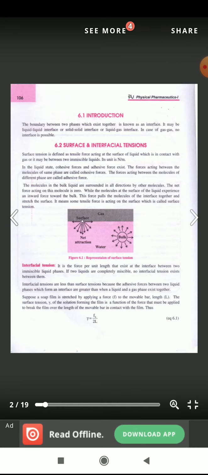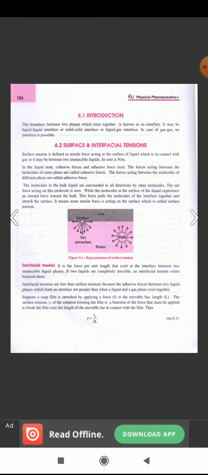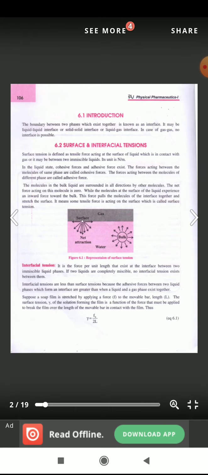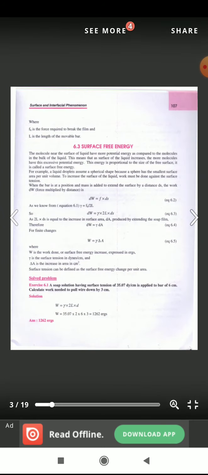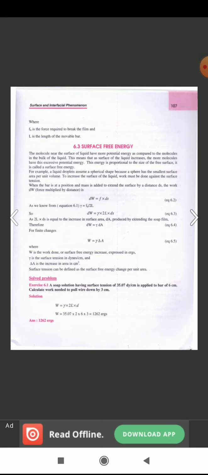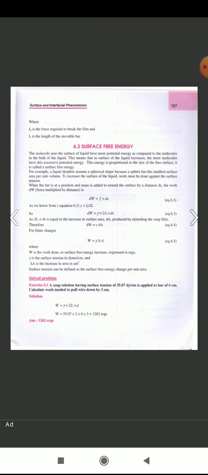For interfacial tension you have the formula F by 2L, that is the force applied on a movable bar of length L, for example with a soap film. Interfacial tension is the force per unit length which exists between two immiscible liquid phases. These all are 2 marks questions, you have to go through them compulsorily. Please note down all the 2 marks questions coming in this unit. And for surface free energy the formula is dW equals small f into ds.